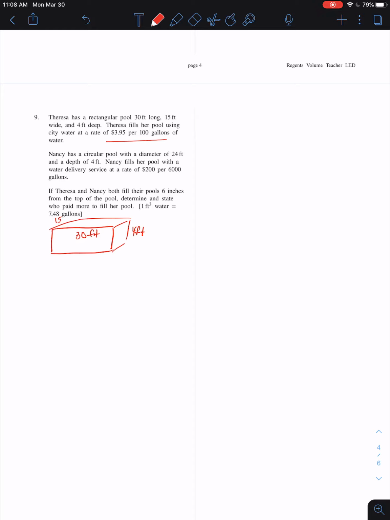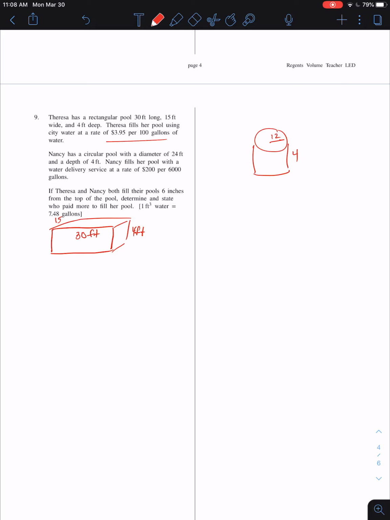Nancy has a circular pool with a diameter of 24 feet. Okay, so now we've got a circular pool. It's going to be a cylinder. Diameter is 24 feet. I'm going to go right to using the number 12 because I know that we want radius when we're finding the volume of a cylinder.